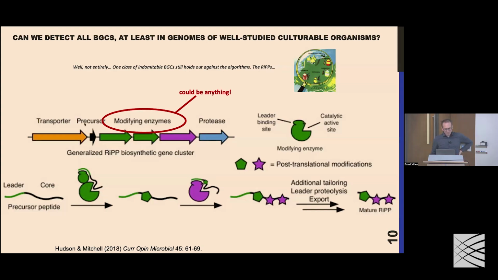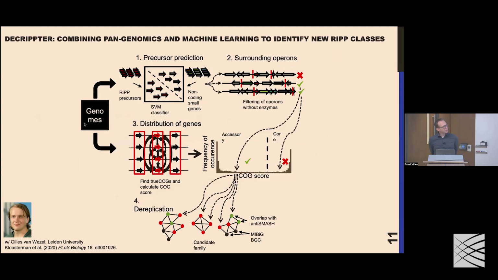Yeah, so these modifying enzymes could be anything. For this reason, we came up with an alternative way of approaching this, where we start with a machine learning model that first tries to identify these precursor peptide encoding genes. It's trained on all of the known precursor peptide encoding genes, and you see that there are a number of physical-chemical properties related to their amino acid composition, charge characteristics, and others that set them apart from other small genes.